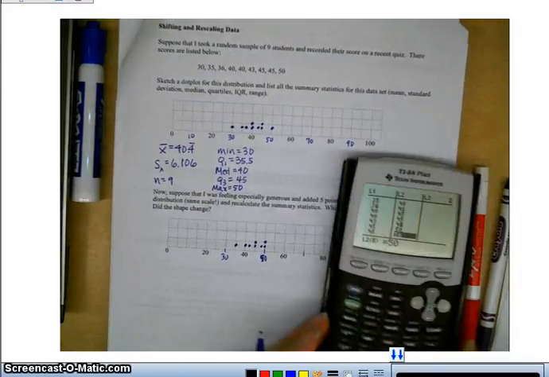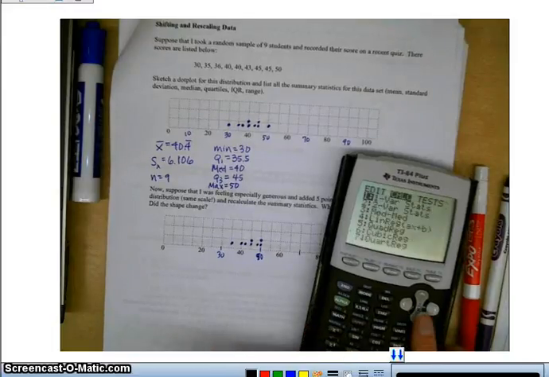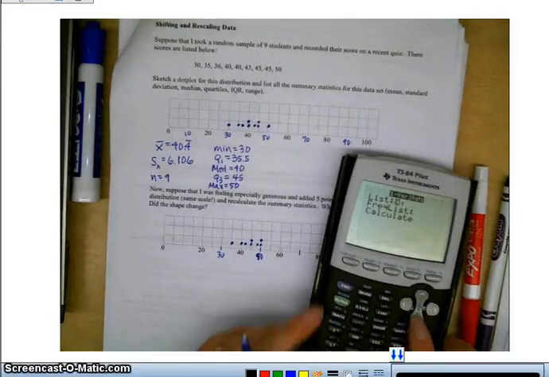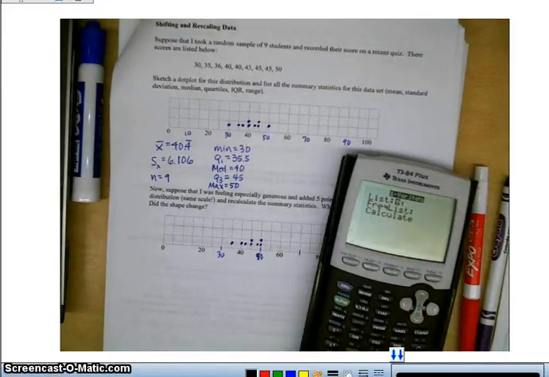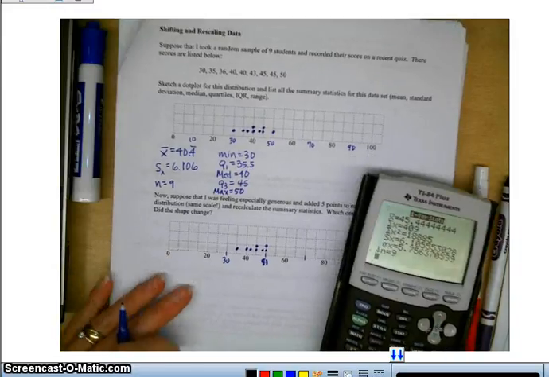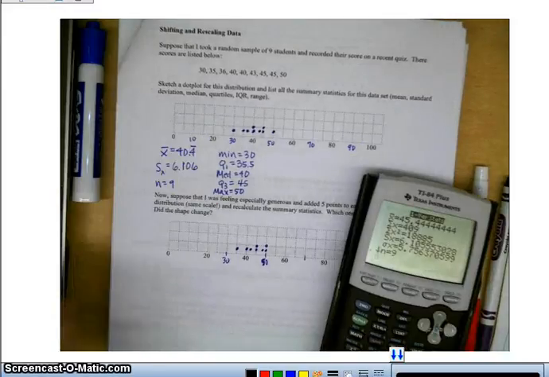So now again, what I'm going to do this time is Stat Calc, and I'm going to do one variable stats, but this time all my data is in list 2, so I have to hit second list 2 and then hit calculate. So now I'm going to stop this video. The rest of it will be in another one.